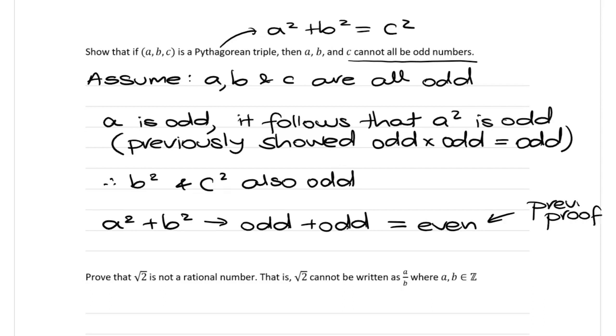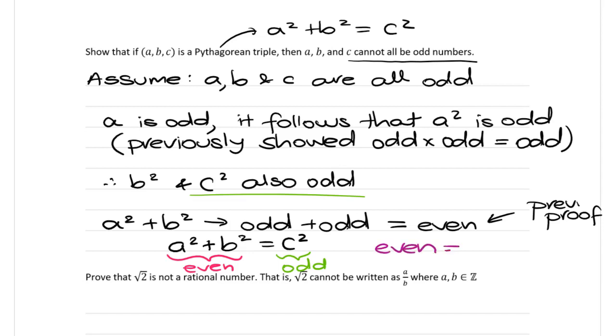Now, whether you realize it or not, we've reached our contradiction. A squared plus B squared equals C squared. We said that A squared plus B squared, an odd plus an odd, was even. But the problem is, an even cannot equal an odd, because we said C squared was odd. So because an even cannot equal an odd, that's our contradiction.